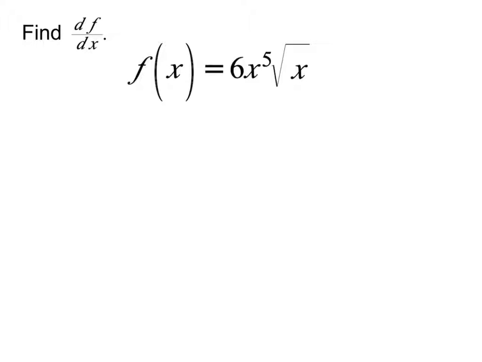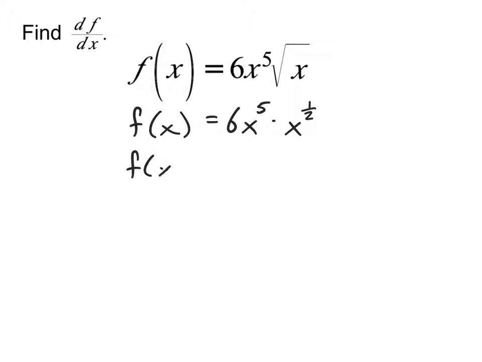All right, now the first thing that we want to do in finding this derivative is just rewrite this original equation in a way that's going to be applicable for the power rule. So I'm just rewriting f of x. I'm going to show it out the long way here. So it starts out as 6x to the 5th times x to the 1/2. So I took my square root of x and I wrote it as x to the 1/2.